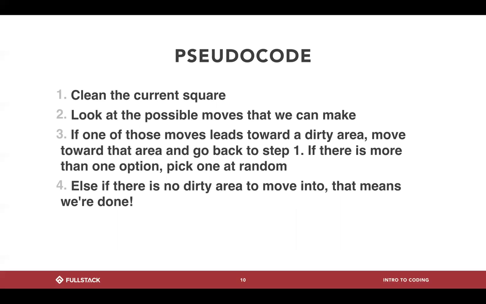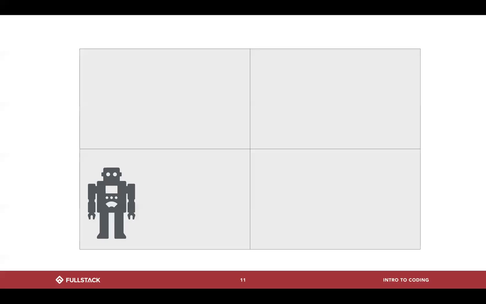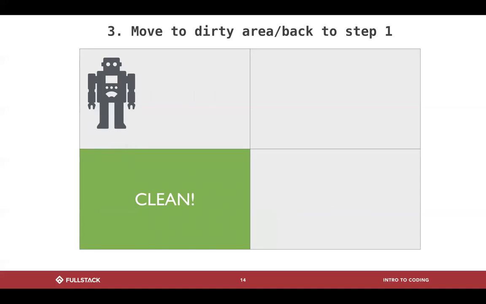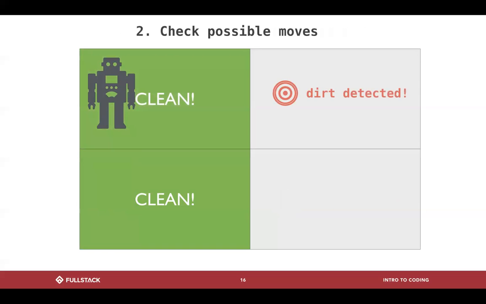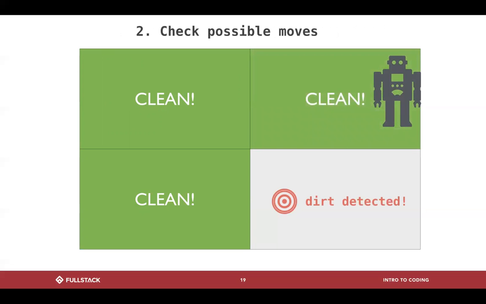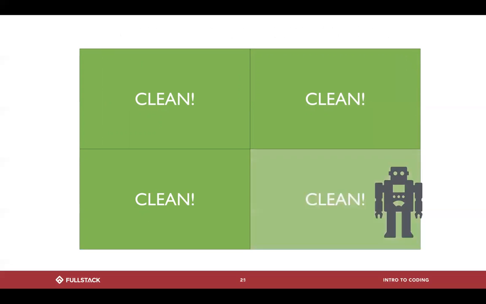So we do 1, 2, 3, and then 4, and then we go back to 1. So we clean our own square, we look for other squares to go to, we find 2, we pick 1 at random, we move there, and then we go back to step 1. We clean the square, we look for other squares that are dirty. This one's dirty, we move there, and then we go back to step 1. Clean it, look for other squares, move there, clean it. Right? We've got a loop going. Now we've got a program. We've got a thing that we don't really have to worry about that's going to keep running until the job is done.